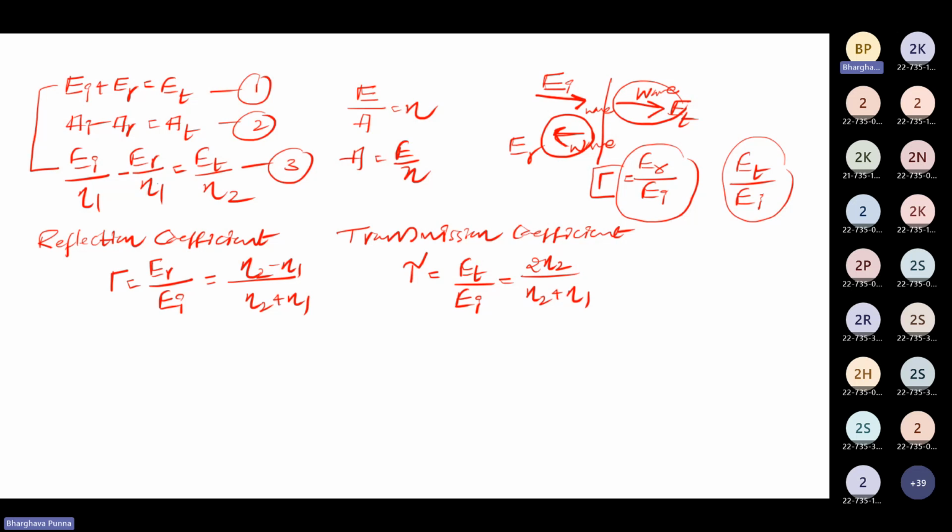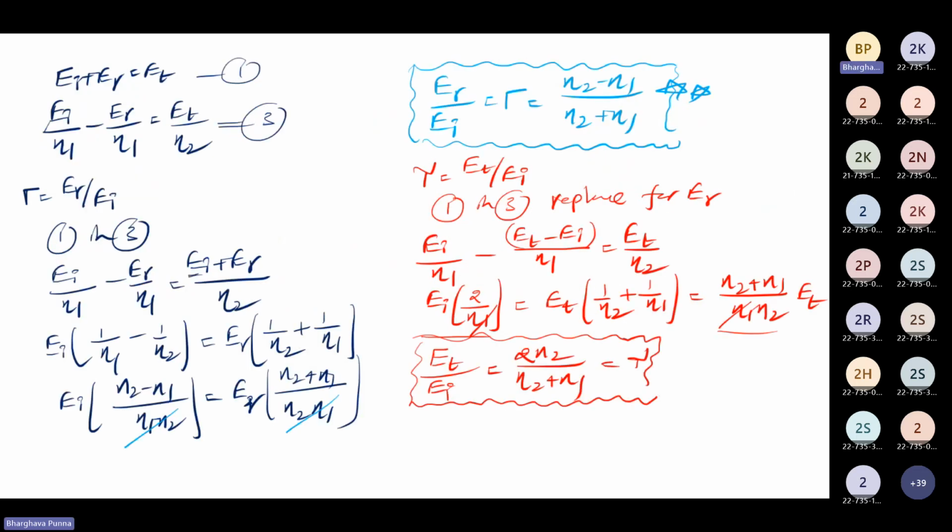And then we have defined the reflection coefficient and transmission coefficient. Then by solving the equations, we got the reflection coefficient Er by Ei is equal to (eta 2 minus eta 1) by (eta 2 plus eta 1). And the transmission coefficient tau is equal to 2 times eta 2 by (eta 2 plus eta 1). And a relation we can get, 1 plus gamma is equal to tau.